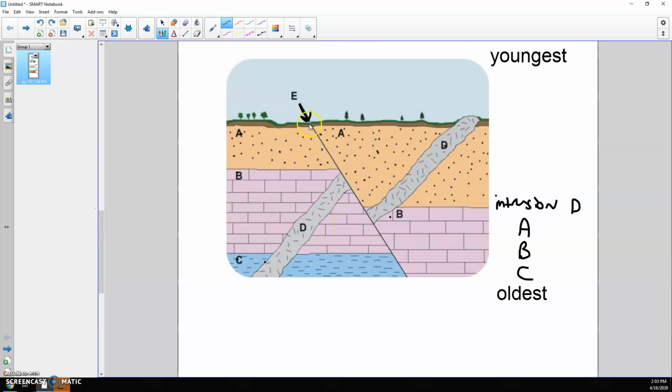And now fault E, you see fault E here, actually cuts across even the intrusion. It cuts across everything. And if it cuts across something, it's got to be younger than it. Remember, all of these rocks, A, B, C, and D, had to already be there in order for the fault to break them. So fault E would be the youngest thing to happen. So there's just a couple of examples of what you're going to do on your lab.